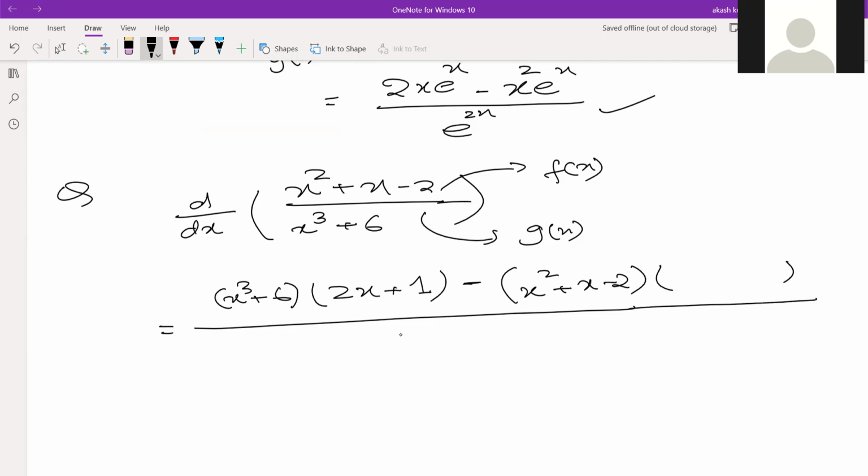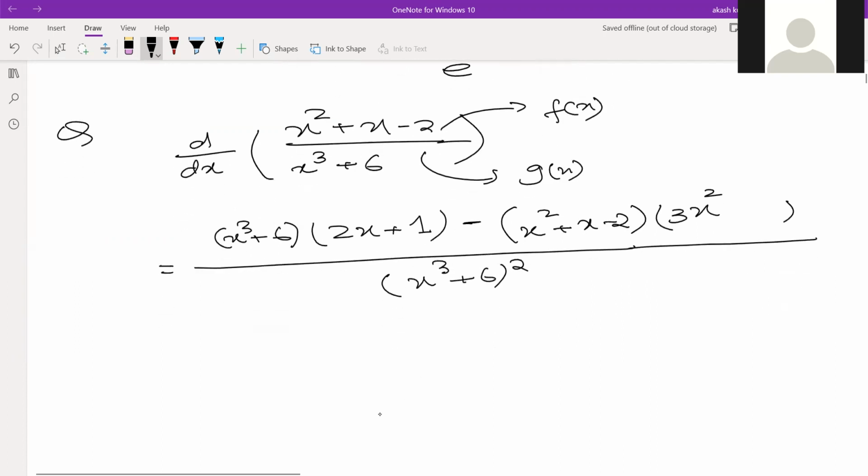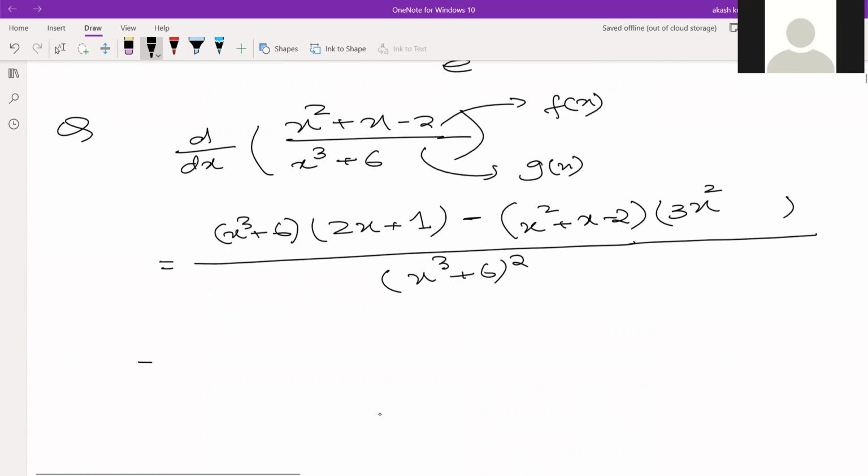Now the derivative of x cubed is going to be 3x squared, right? Yes, 3x squared. And then plus 6 will get cancelled. Okay, and we have x cubed plus 6 whole square. Now we have to just simplify it.